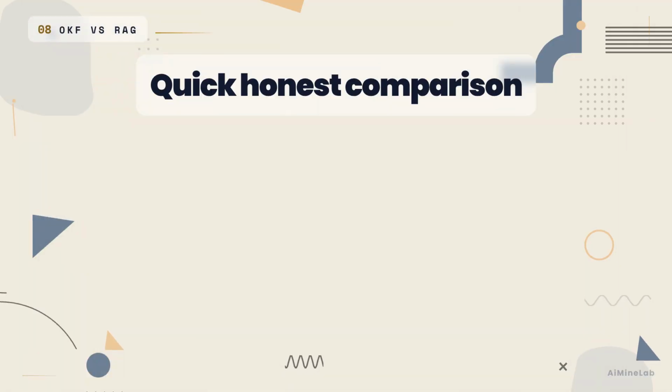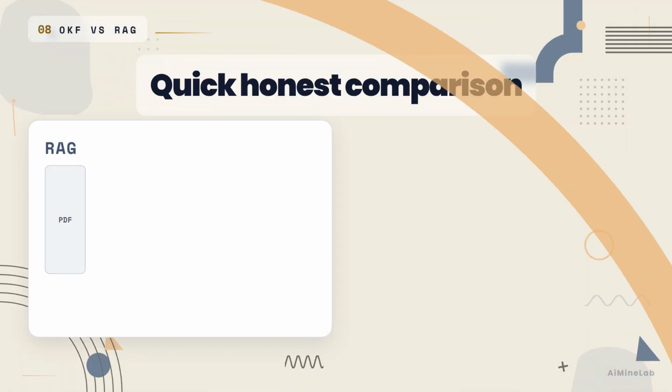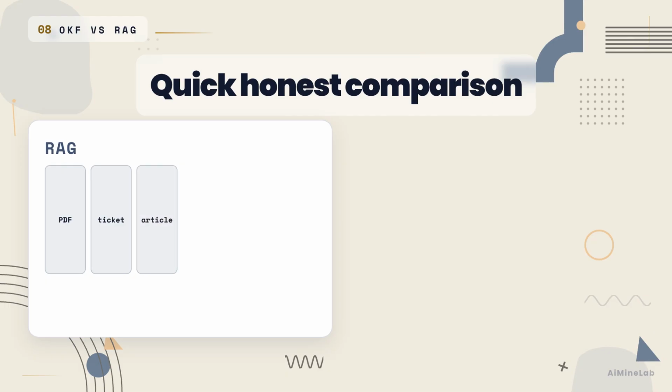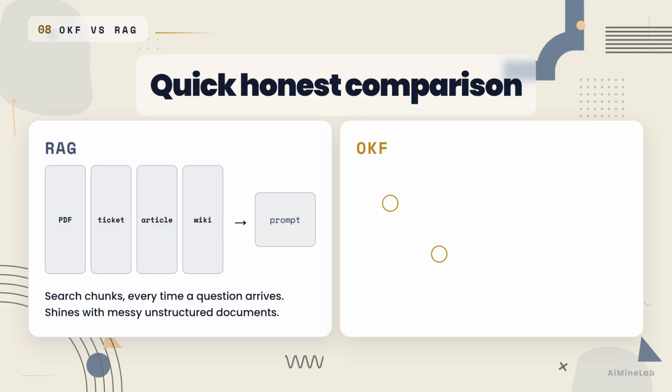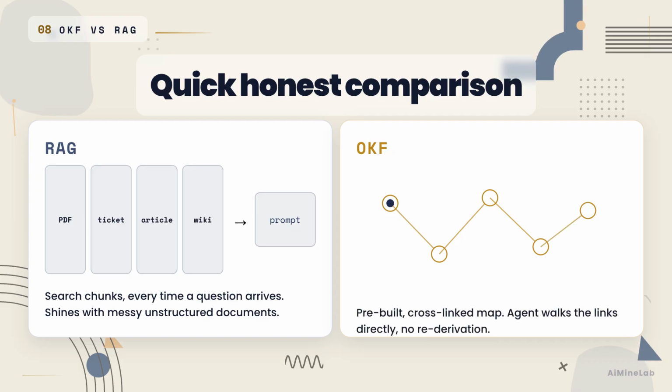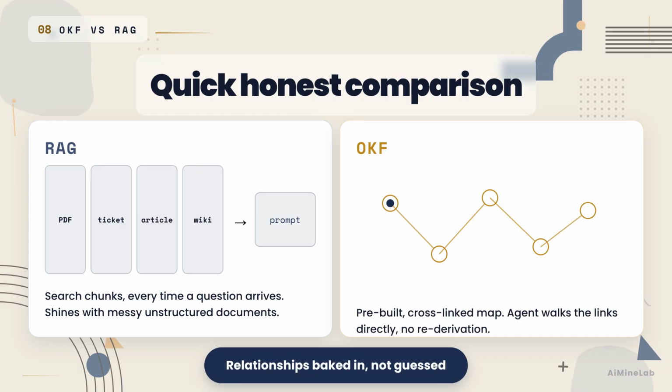Quick, honest comparison, as your technical audience will ask this anyway. Retrieval augmented generation grabs relevant text chunks at the moment a question arrives, then feeds those chunks into the prompt. It shines on messy, unstructured content, PDFs, support tickets, long-form articles. OKF takes a different path. Rather than rederiving an answer from scratch at query time, it stores a pre-built, cross-linked map that your configuration walks directly. Google's own summary is direct.